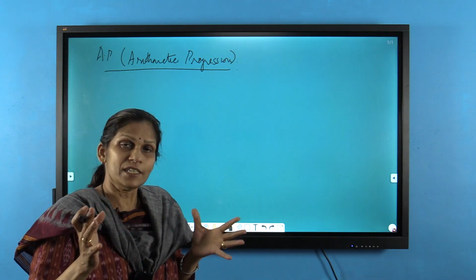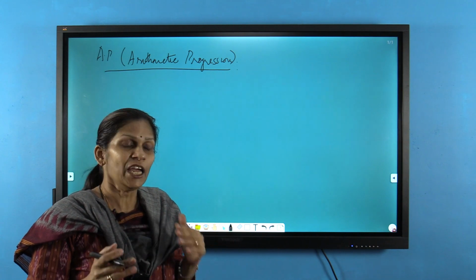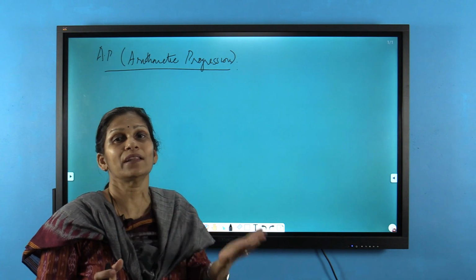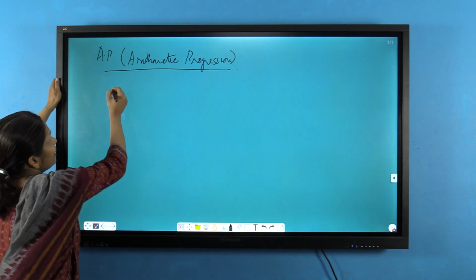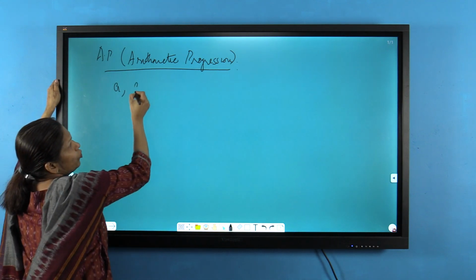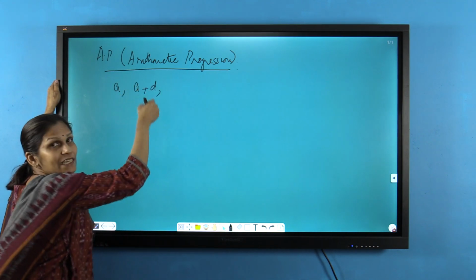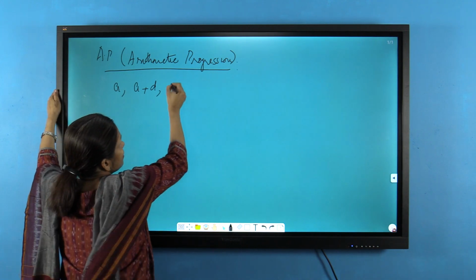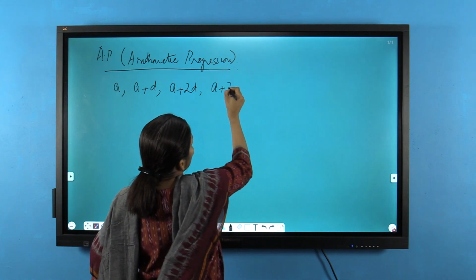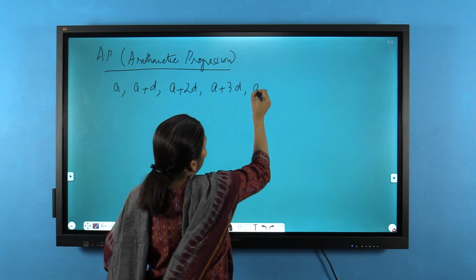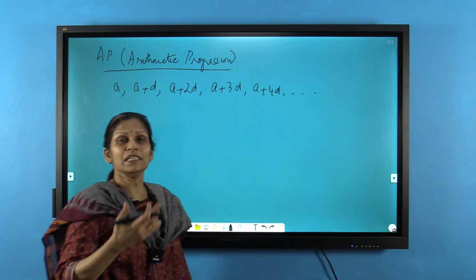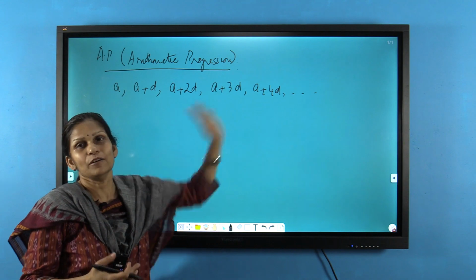It is a sequence of numbers in which one same term is added to the previous term to get the next one. Suppose I start with some number a, the next term would be a plus d. I am adding d to this to get the next one. The term after that, add d again to get a plus 2d, add d after that to get a plus 3d, a plus 4d and so on. You are adding that constant term d to get the term after this.